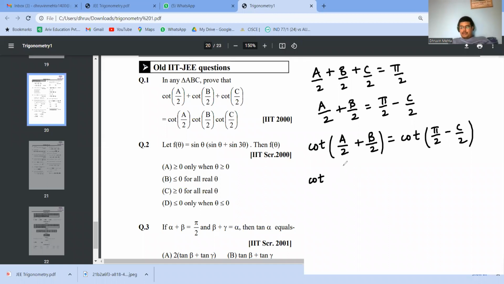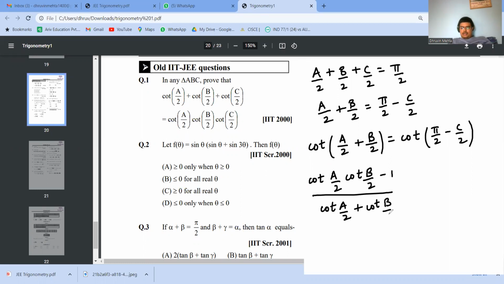Do you guys remember the formula? It is cot A cot B minus 1, and in the denominator cot A plus cot B. So it will be cot A by 2 into cot B by 2 minus 1, divided by cot A by 2 plus cot B by 2. If you split this, it's perfect.